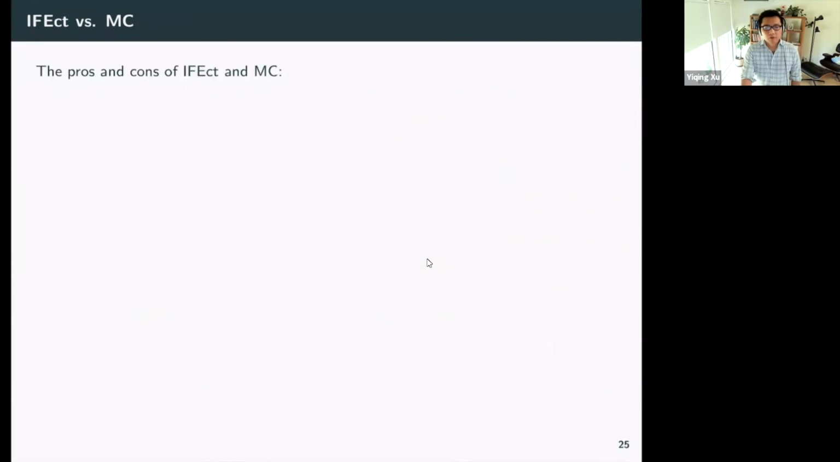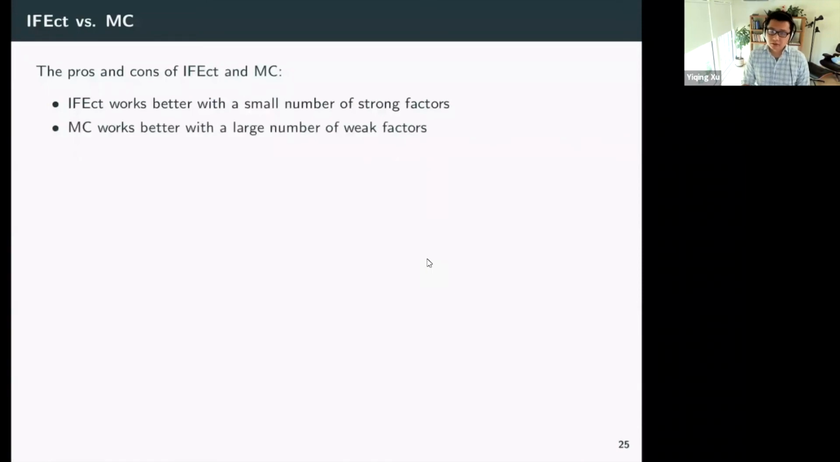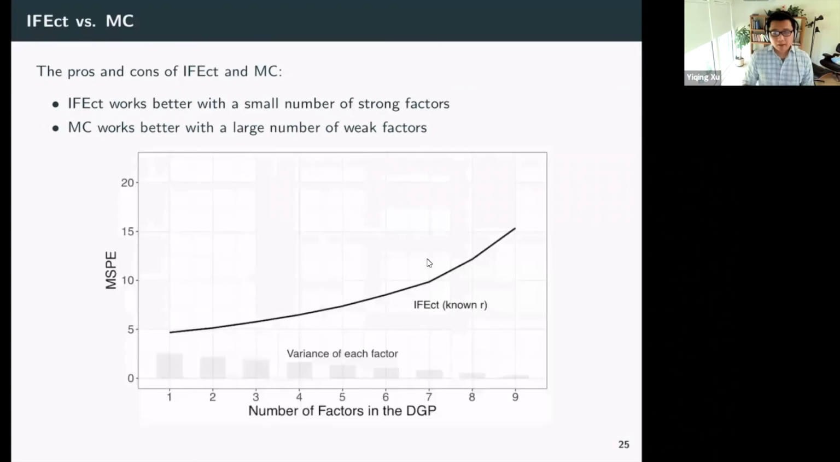All right. So what are the pros and cons of the interactive fixed effects counterfactual model, quite a mouthful, and matrix completion? Interactive fixed effects works better with a smaller number of strong factors, as I said, and matrix completion works better with a large number of factors that are weaker. I did a little bit of simulation. On the x-axis is the number of factors. I imposed a restriction such that the total variation explained by all factors remains the same. For example, here we have 9 factors, but the 9 factors in total explain the same amount of variation in y as the factor in the one-factor model in the simulation.